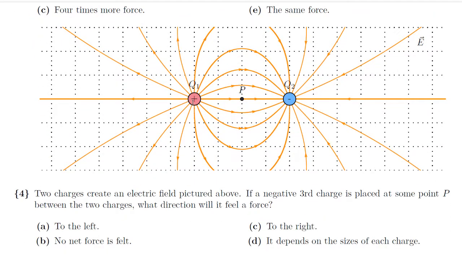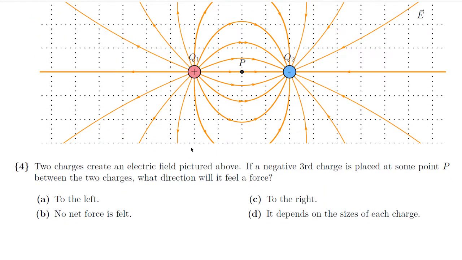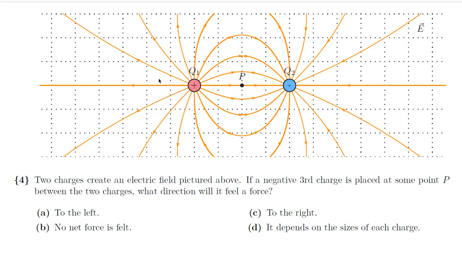Okay, so now, number 4, we have this figure above that we're going to use. So here you'll see that there is a positive charge Q1 and a negative charge Q2 with a point of interest in the middle. So question number 4 says, 2 charges create an electric field, picture above. So all these field lines you see, that's all the electric field produced by both charges.